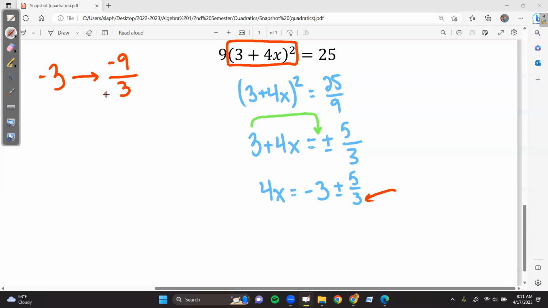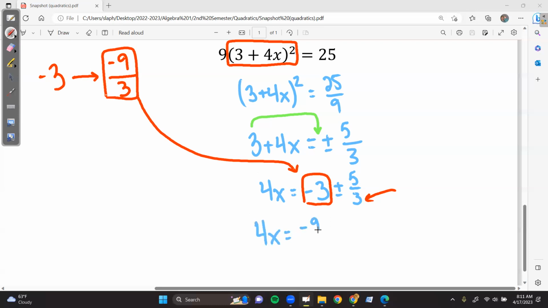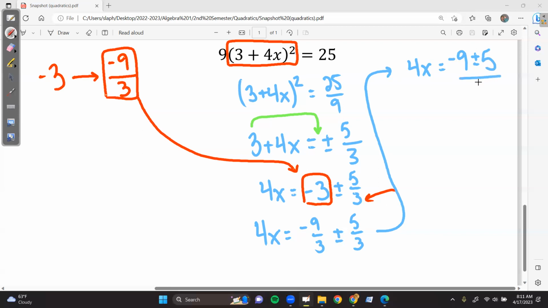So to color code this for you, this red box is going to replace this red box like that. So the next line, and I'll show a little bit of work here, is going to say 4x equals negative 9 thirds plus or minus 5 thirds. And now that the bottoms are the same, I can put them together. Follow the blue arrow. So now I have 4x equals, mash it up, negative 9 plus or minus 5 all over 3.